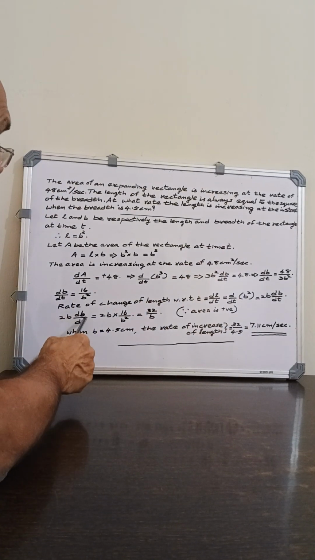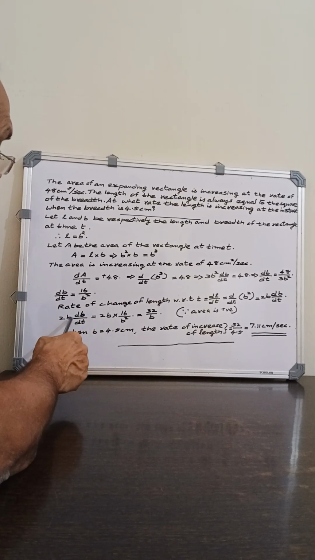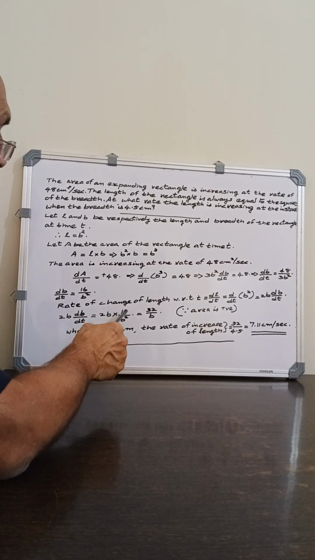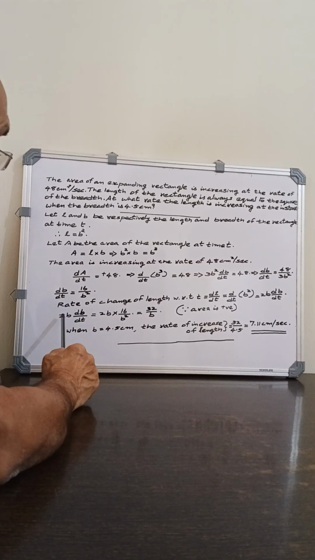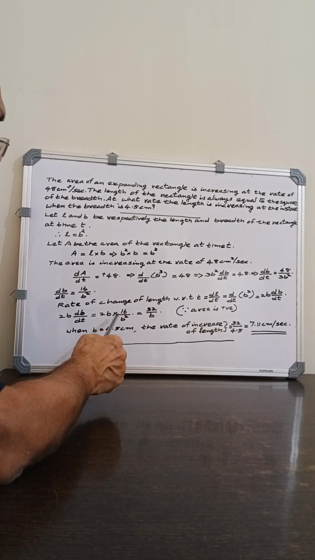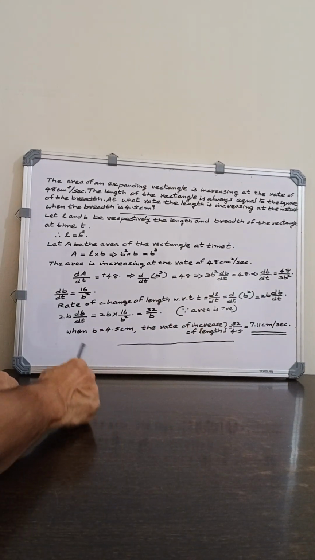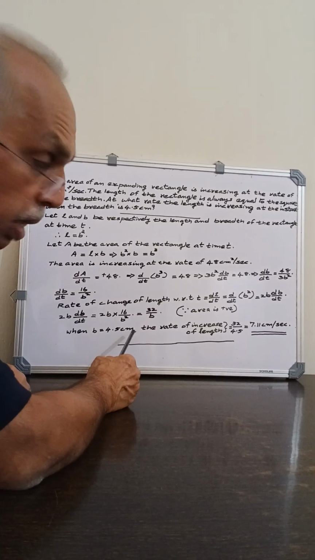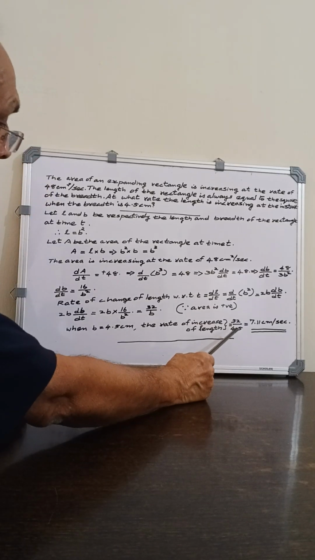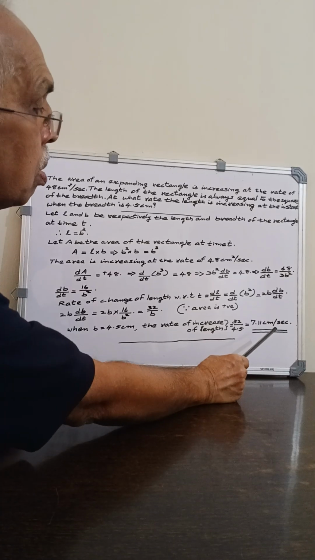That is, dL by dt equals 2B dB by dt, which equals 2B into 16 by B squared, that is 32 by B. Area is positive. When B equals 4.5 centimeters, the rate of increase of length equals 32 by 4.5. That is 7.11 centimeters per second.